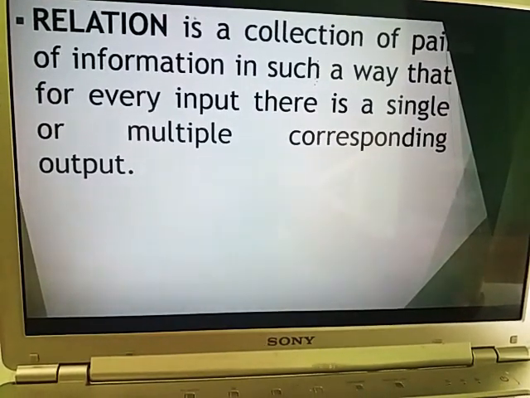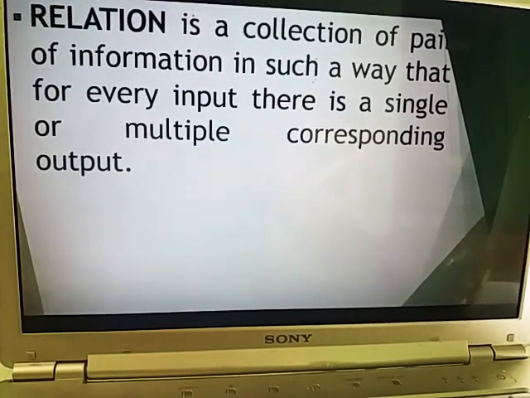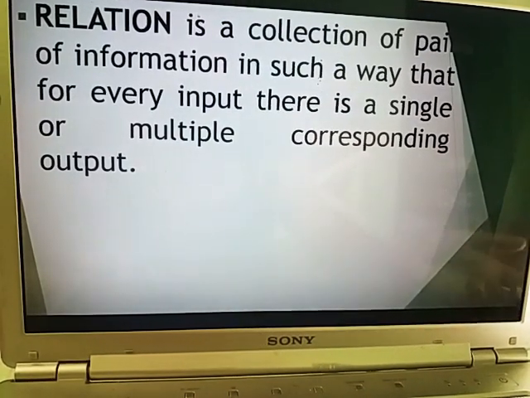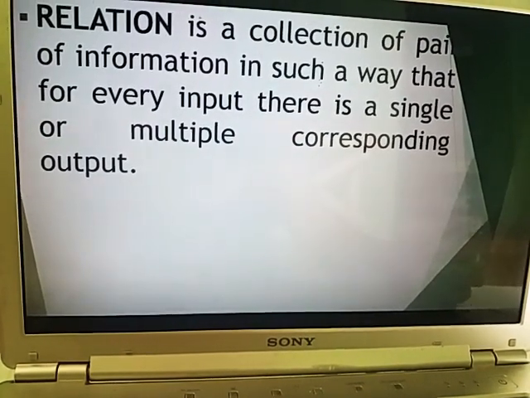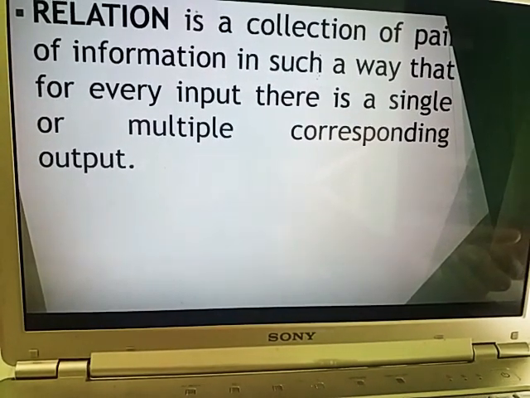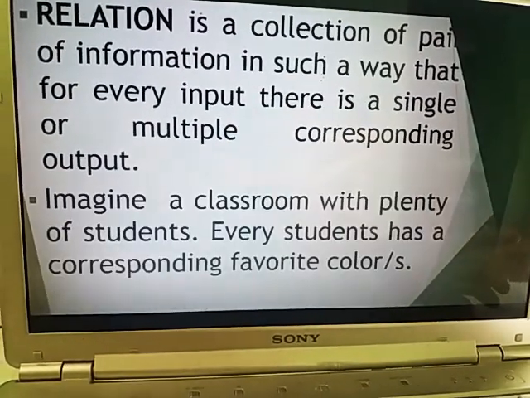So first, what is a relation? When we say relation, it is a collection of pairs of information in such a way that for every input, there is a single or multiple corresponding output. So let's have an example.